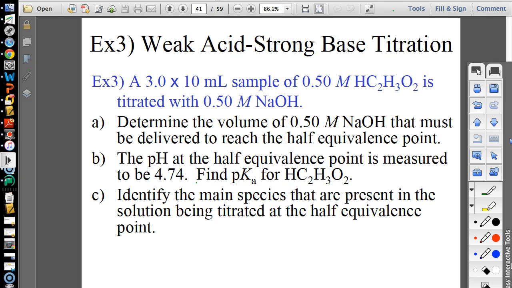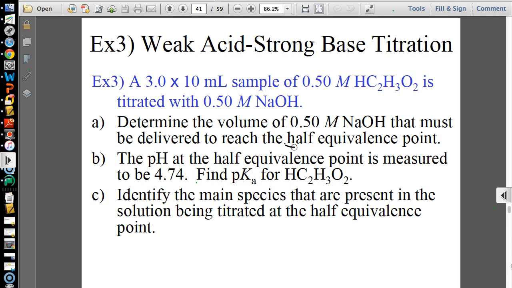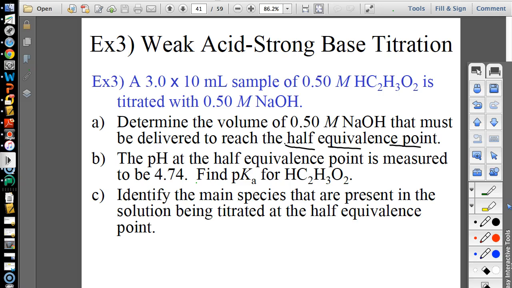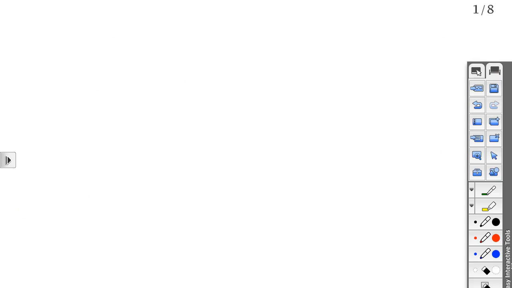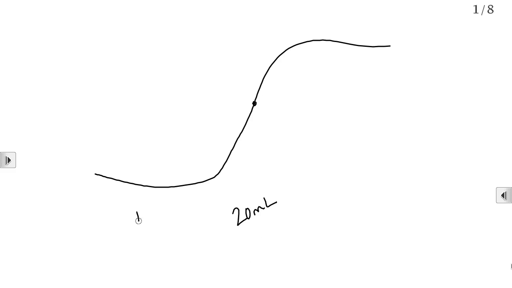Let's go ahead and look at this, though. I just want to show you something. This half equivalence point comes up a lot. So if I draw a titration curve, that looks good. I'm such a good artist. This is the equivalence point, and if this is 20 milliliters or whatever, then 10 milliliters, this guy, is the half equivalence point. And that's where your pKa equals pH.